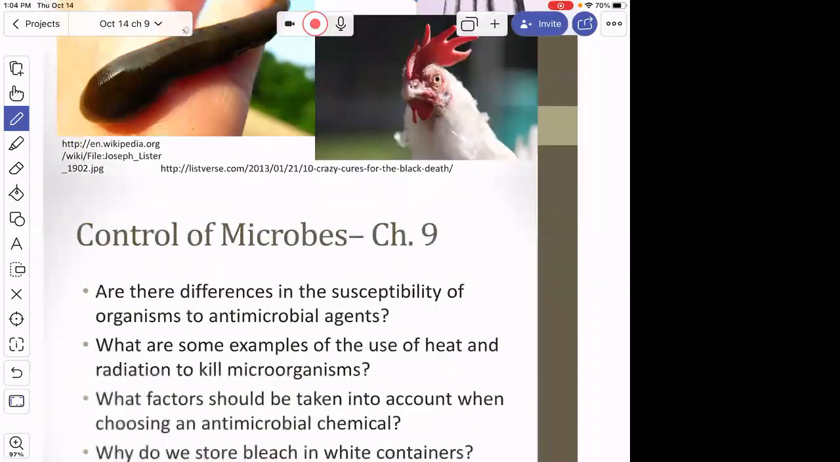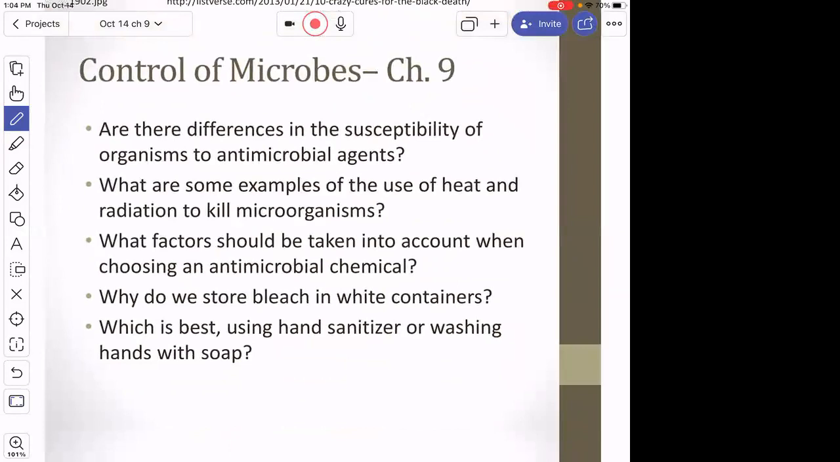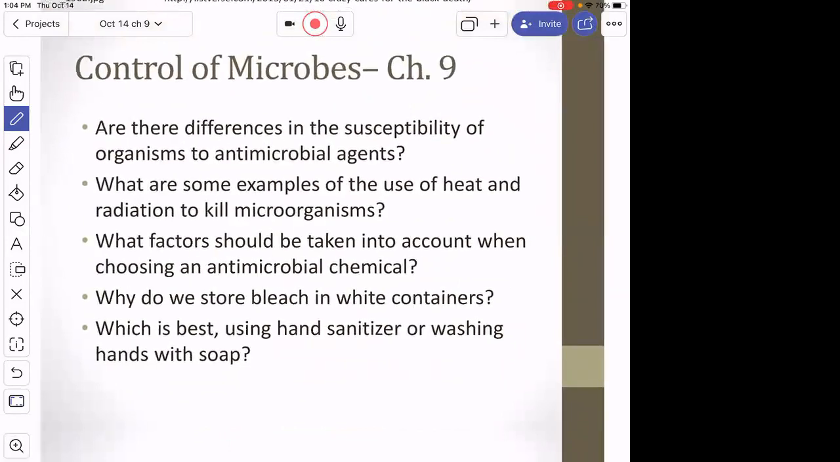All right, so what are we going to talk about in this chapter? We have to go through some definitions first. We're going to try to use words correctly. And then we're going to think about the parameters that we have to consider when we're choosing what method to use to try to get rid of microbes, whether it's on a surface or whether it's on our skin.